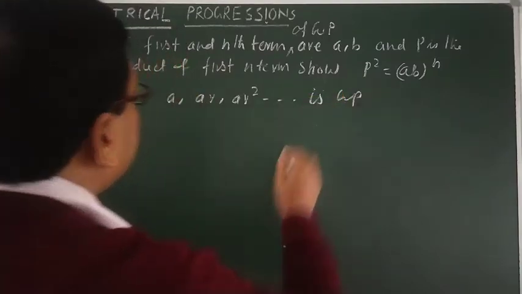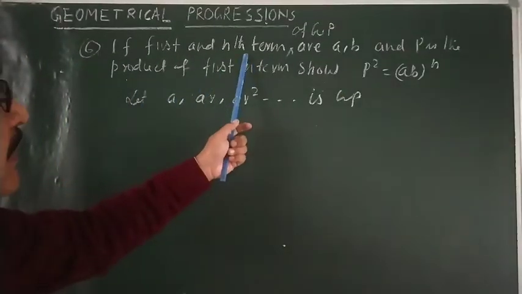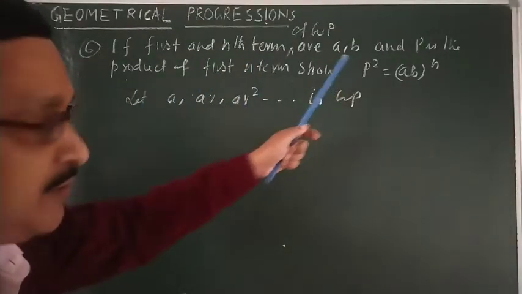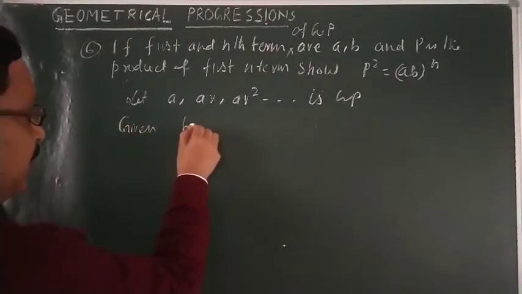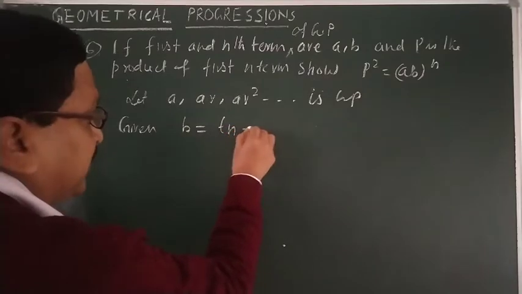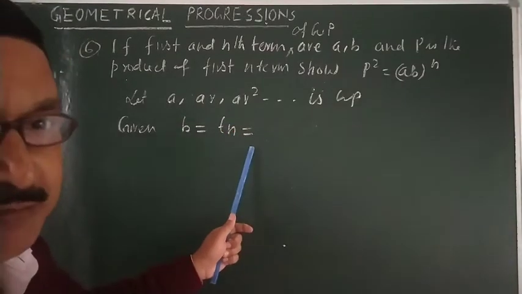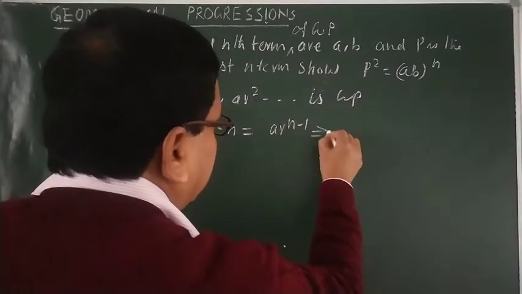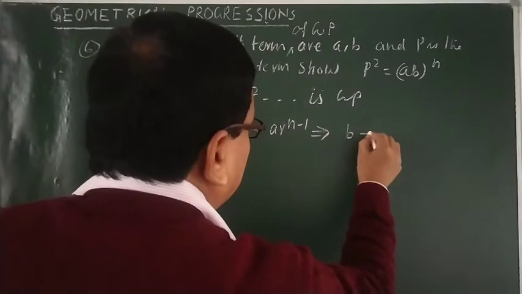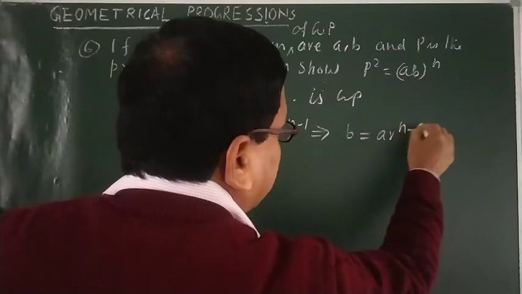इसको हम लोग GP मान लिए. After that, the nth term is given by B. So given B is equal to nth term Tn, and the formula for Tn for GP is AR^(n-1). So finally, B is equal to AR^(n-1).